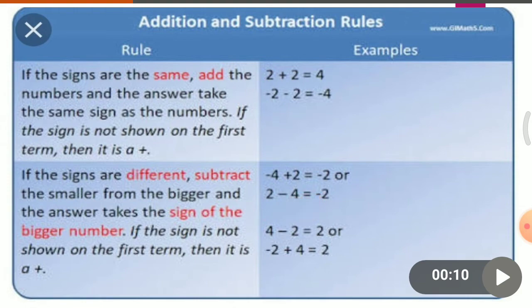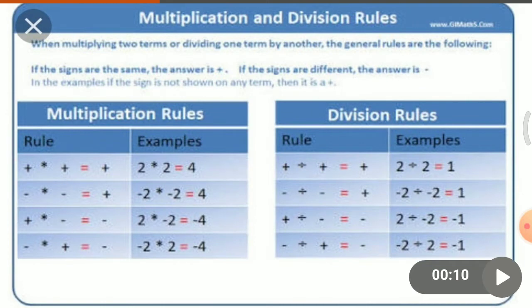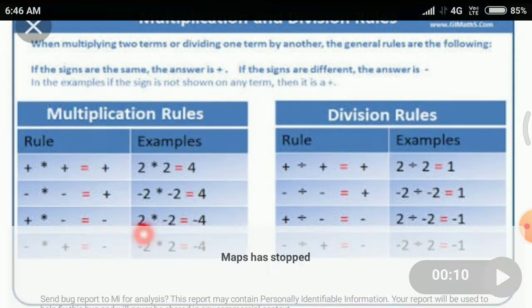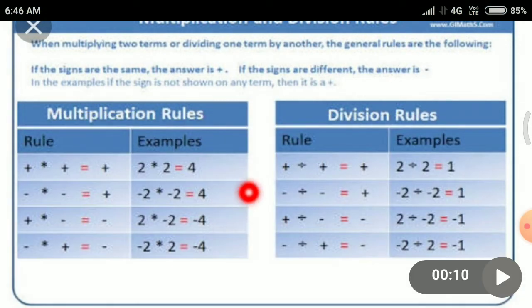Next is the key multiplication and division rule. For multiplication, plus multiply plus is equal to plus. Suppose 2 multiply 2 is equal to 4. Minus multiply minus is equal to plus. Suppose minus 2 multiply minus 2, so minus minus plus, 2 2s are 4. Plus multiply minus is equal to minus. Suppose 2 multiply minus 2 is equal to, 2 2s are 4, sign will be minus. And minus multiply plus is equal to minus. Suppose minus 2 multiply 2 is equal to minus 4. And the division rule is also the same.